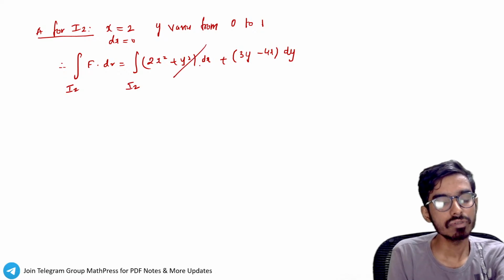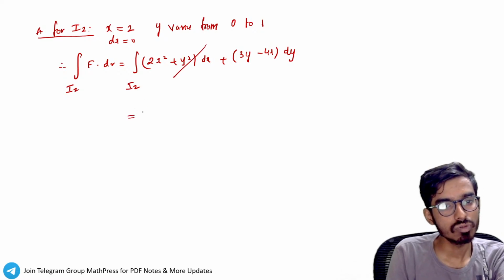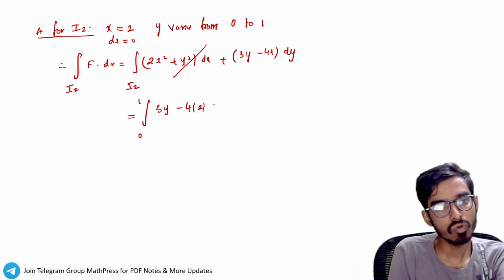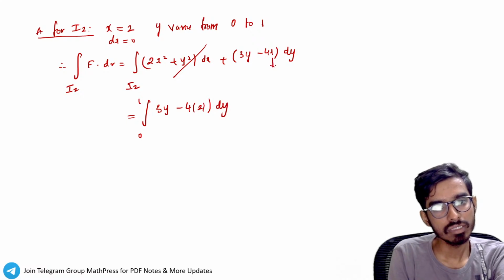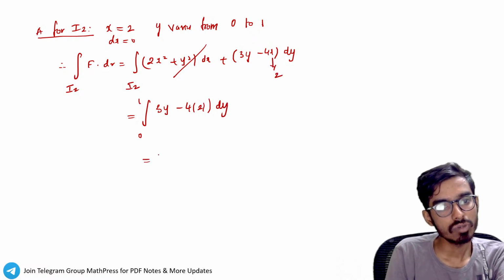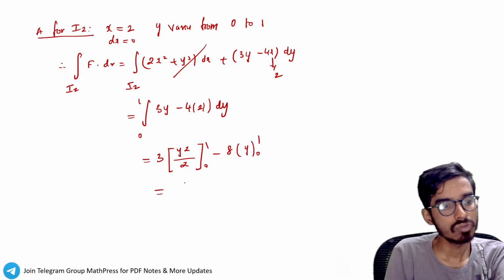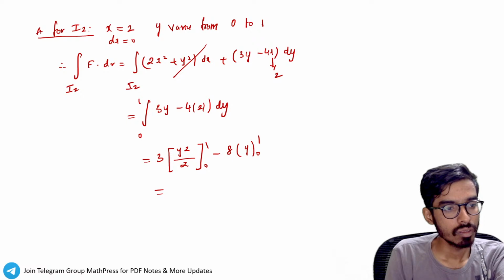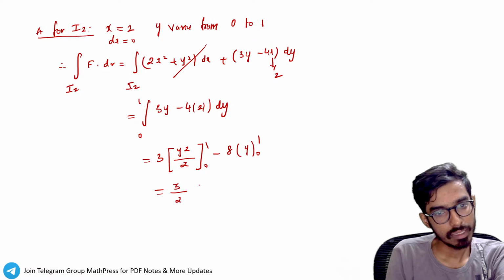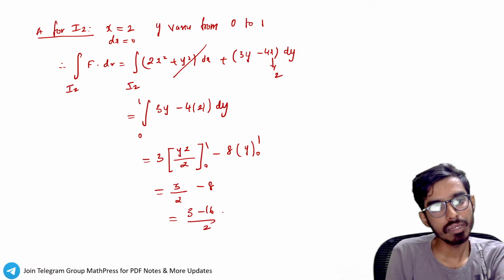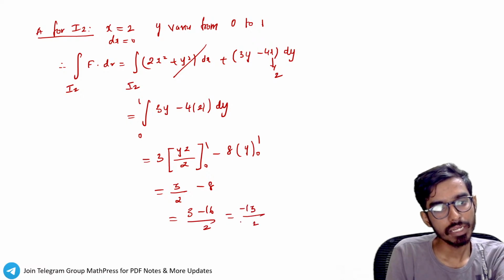So dx is 0, so this term will be 0. x is 2. Y varies from 0 to 1. So (3y minus 4 into 2) dy, right? Because this x is 2. So integrate: 3 times the integral of y dy is y squared by 2, from 0 to 1, minus 8 is constant, from 0 to 1. So this will be 3 by 2 minus 8. So this will be 3 minus 16 by 2. So minus 13 by 2, right?